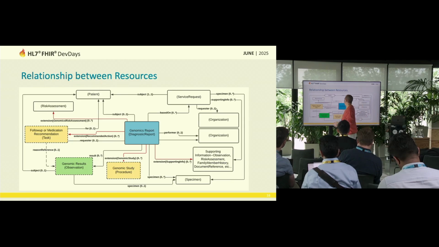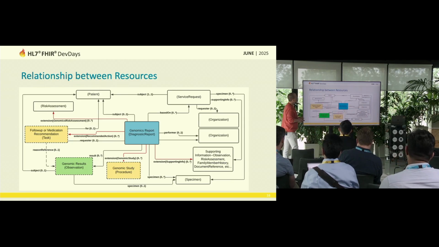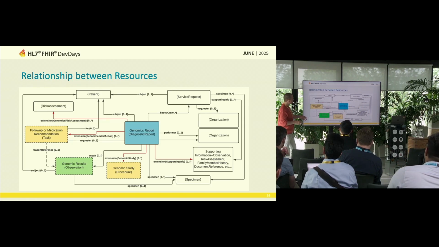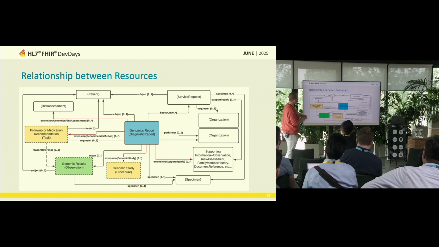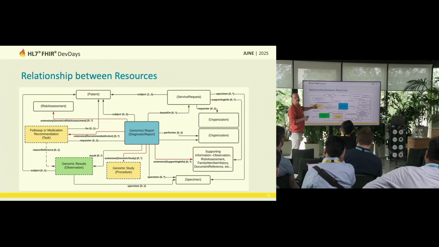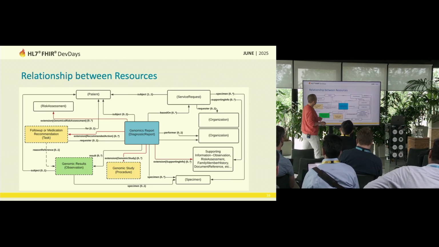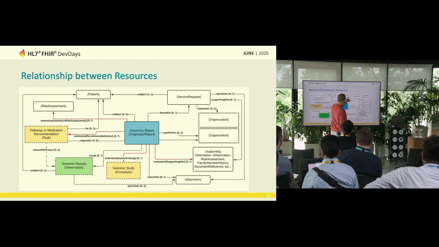Then we have a broader overview of the relationships between the resources. We've just seen this: the genomic report, which is in the center, linking to all the different other resources. Of course, the subject, the patient. We can have risk assessments, so is the patient at risk of a certain disease, for example? The report can be based on a service request in order to represent the order entry workflow. The service request has an organization, which is usually a different organization than the performer of the genomics report.